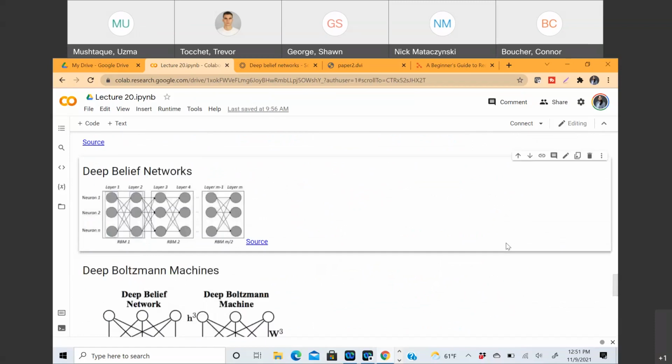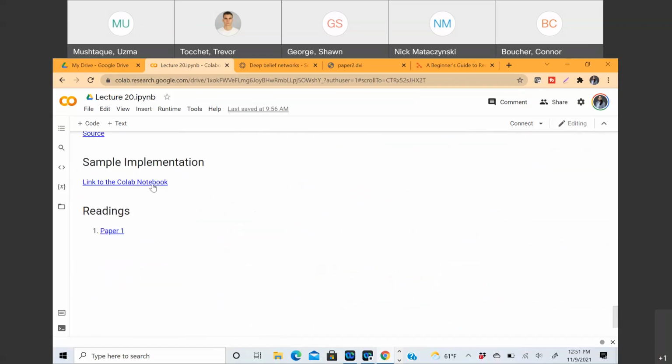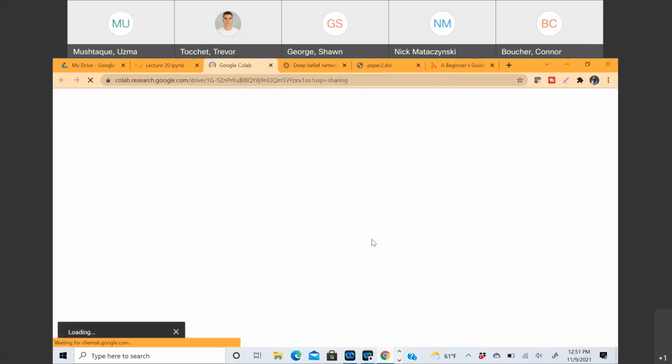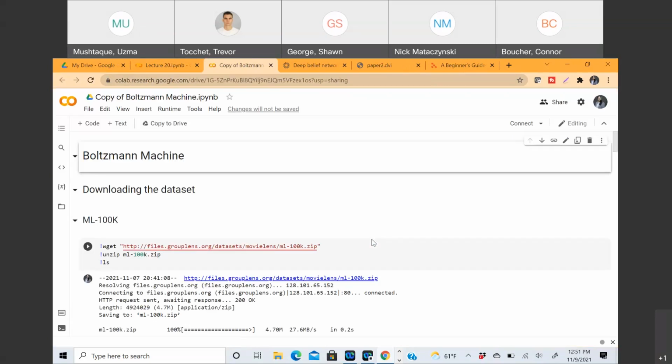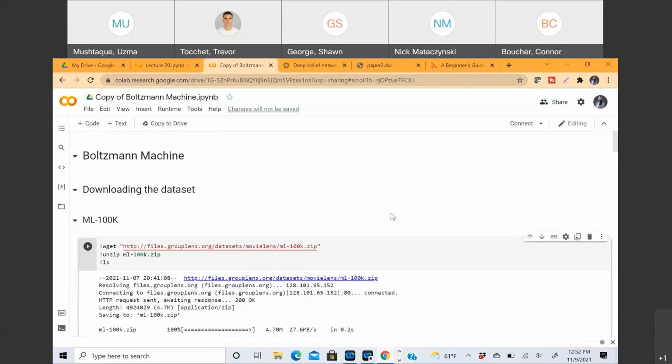Let me quickly go over the link to the Colab notebook that I was talking about. Now, as I said, we don't have any homework on Boltzmann machines. So this implementation is done on this MovieLens data. I don't know if you're familiar with that or not.